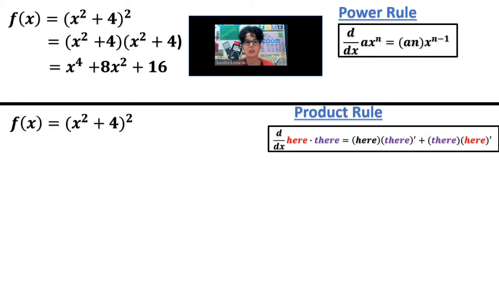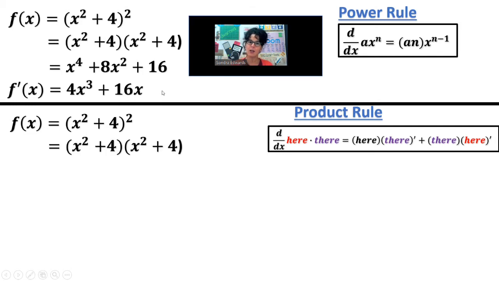And then we can use the power rule, move the exponent to the front, subtract 1 off the exponent. Okay, so 4 went to the front, subtract 1, so 4x cubed. 2 went to the front, 16x to the first power. Derivative of a constant 16 is 0.